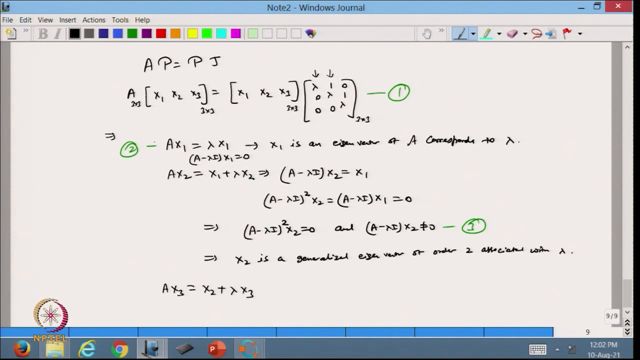And now, maybe instead of giving these numbers, I can write here first part, second part, step. So, I can write steps: first step, second step, and then I can write the third step. So, the third step is this one. Now, from here you will see that I can write (A minus lambda I) x 3 is equal to x 2.